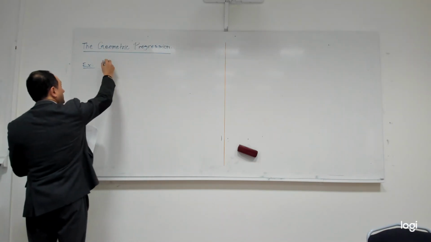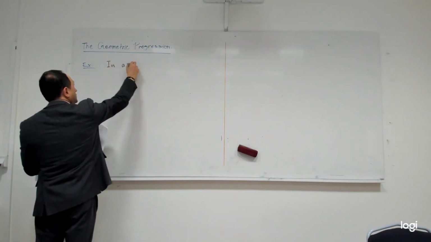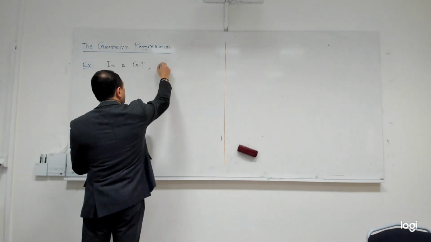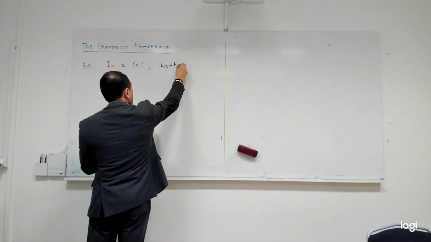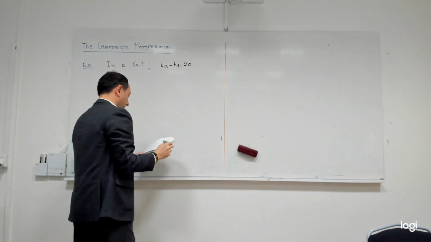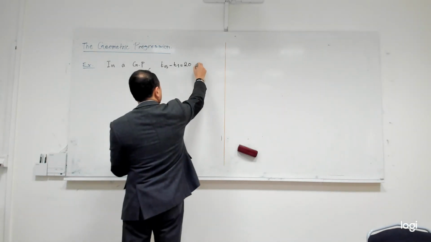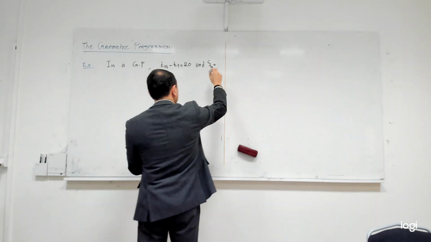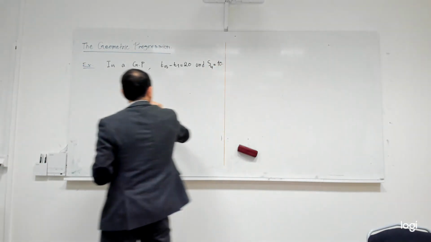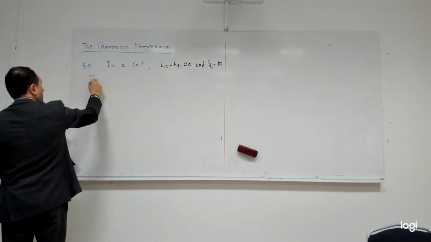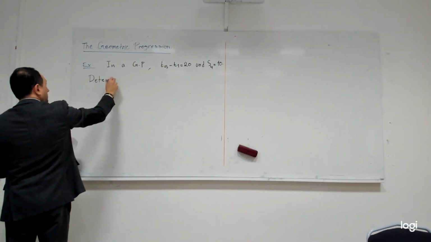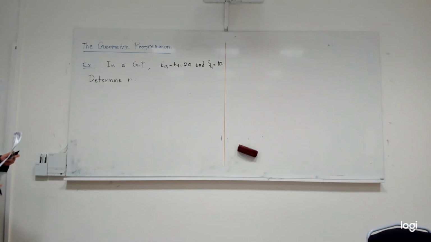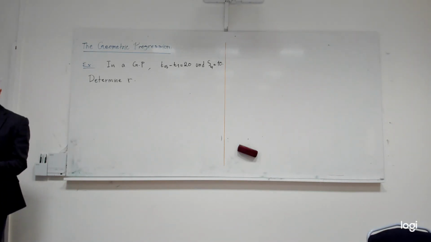In a geometric progression, in a GP, T5 minus T1 is 20, and S4 is 10. Determine R. Okay? So you start solving it until I find a better one.